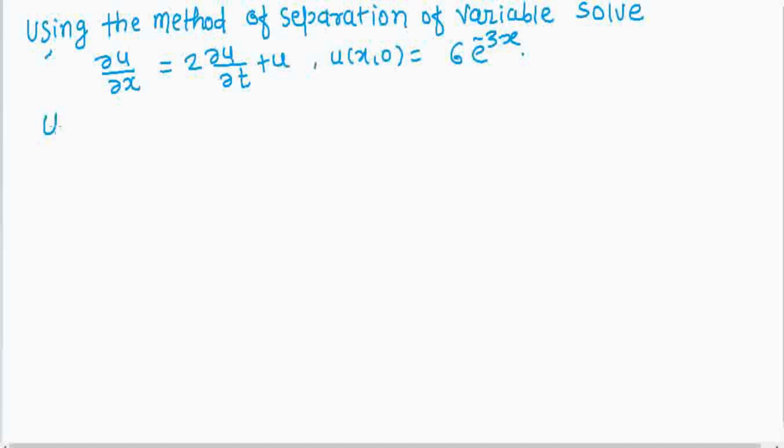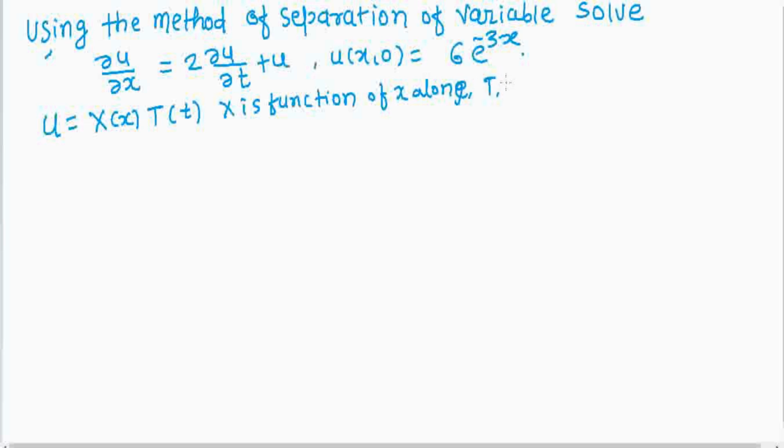So we take u as a product of two functions, capital X which is a function of x, and capital T which is a function of t. That means capital X is a function of x alone, a function of a single variable. T is a function of t alone, it is also a function of small t, and it is not a function of x.